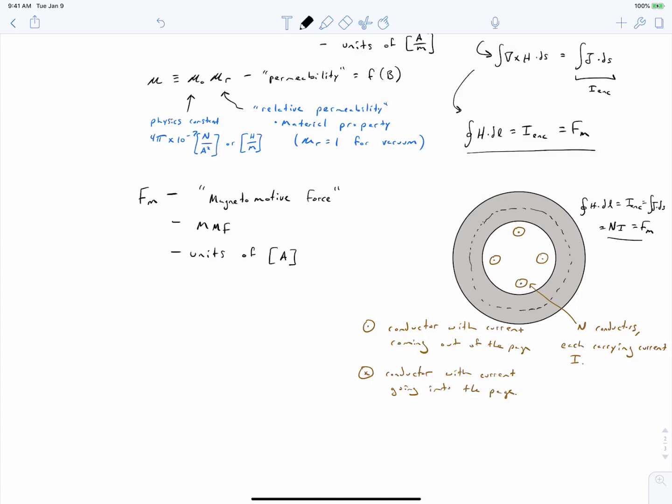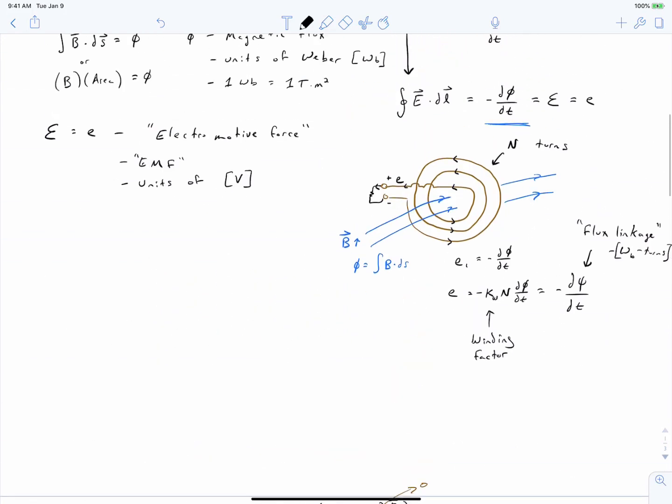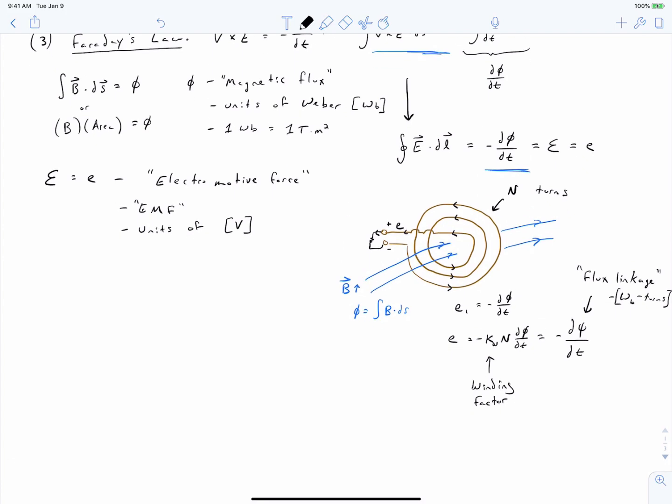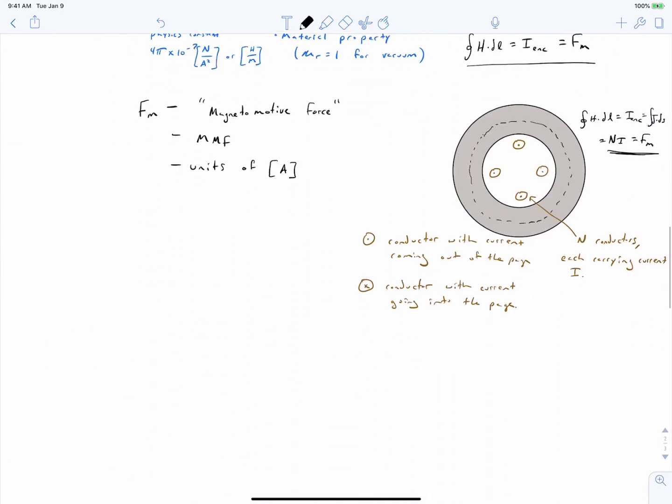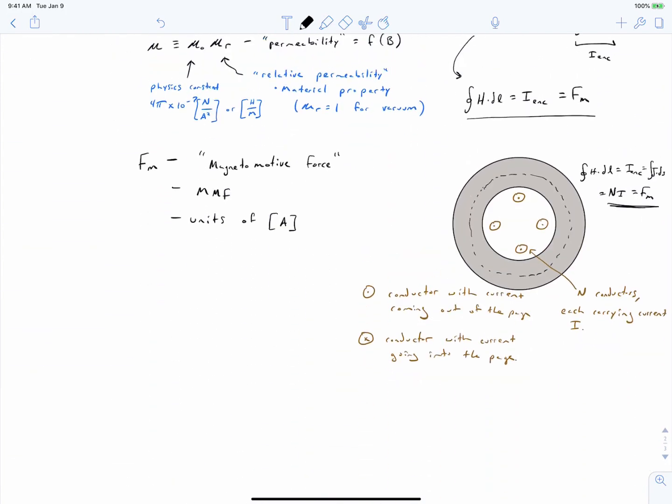So we can see some analogies here between our electromotive force, which was N times d phi dt, and our magnetomotive force, which is now N times I, the current in each coil. We'll see in Chapter 2 and later in this class that the winding factor also applies to the MMF created by current. But in this simple example, it's difficult to show.